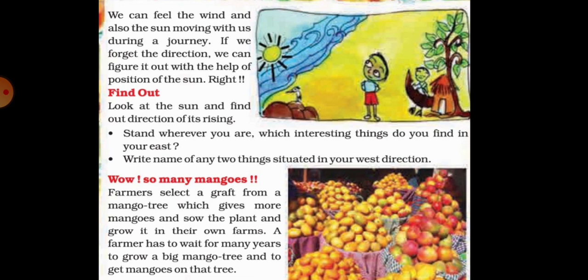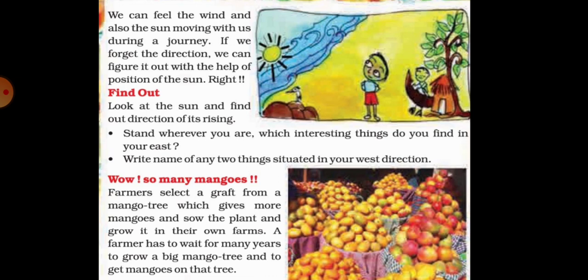Find out. Look at the sun and find out the direction of its rising. As you are in standard fifth now, you know very well that the sun rises in the east and sets in the west. Stand wherever you are. Which interesting things do you find in your east? Wherever you stand, you have to find out the interesting things from your east side.